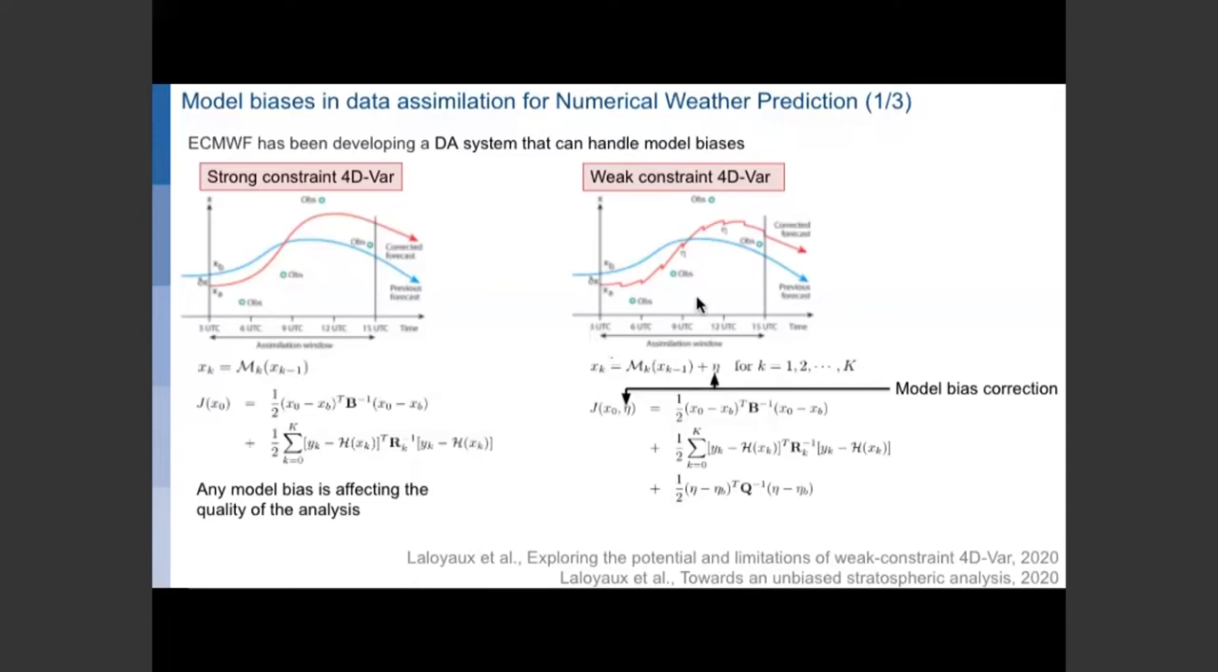assimilating observations? Now we've got two choices. You can either change the initial state to better fit the observations, or you can also apply a forcing at every model time step. And these two fields are estimated at the same time when we minimize our cost function. So I won't go into more details, but you've got two papers here which give you all the details of the system. What I want to do is just show you how it works.